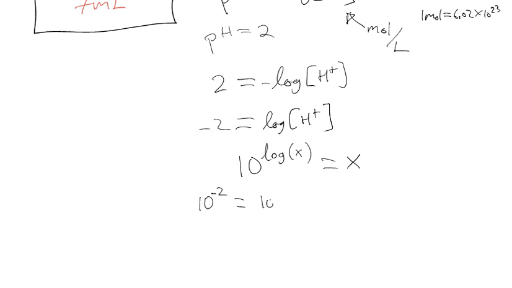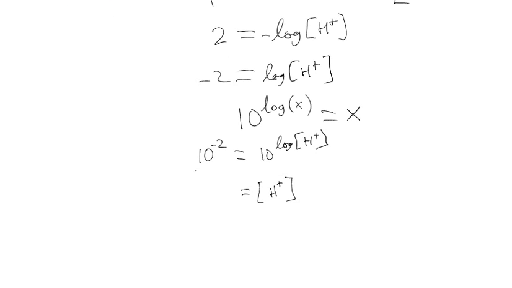So then we have 10 to the log of H plus concentration, and from what I just said, we know the right hand side is just the H plus concentration, and the left hand side is this. So we know that the H plus concentration is equal to 10 to the minus 2 moles per liter.